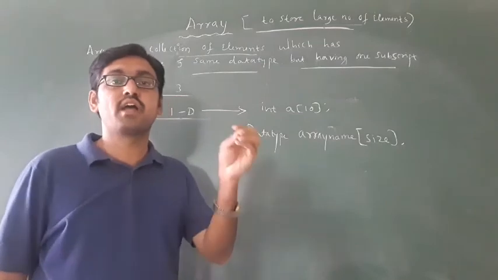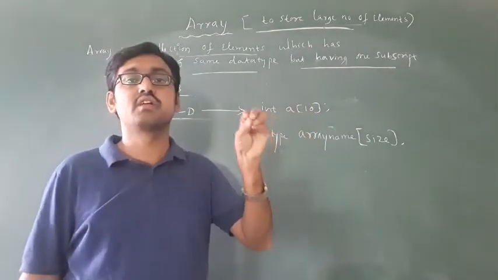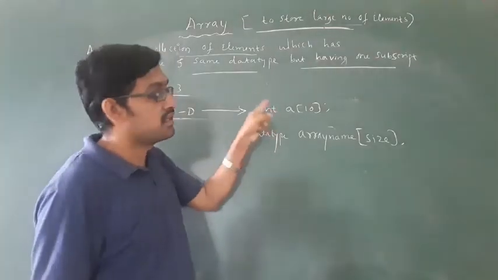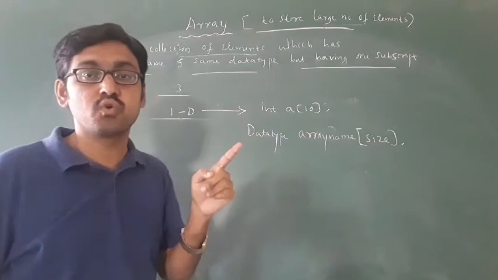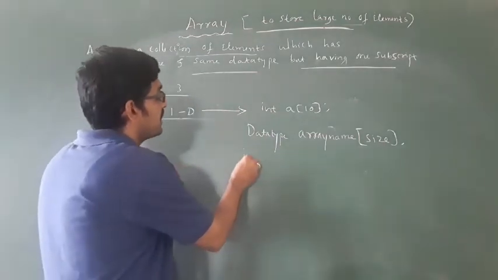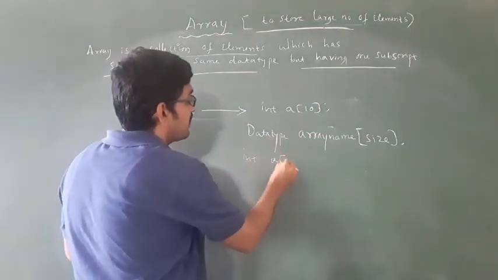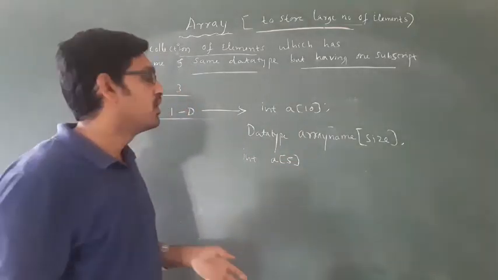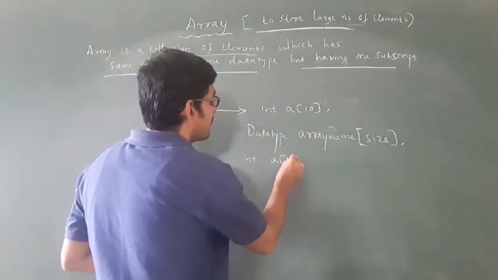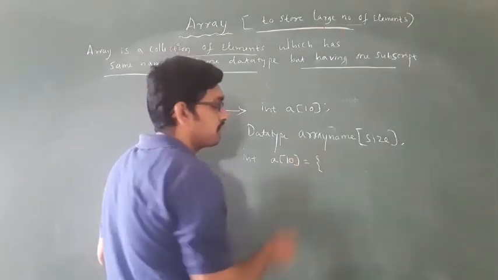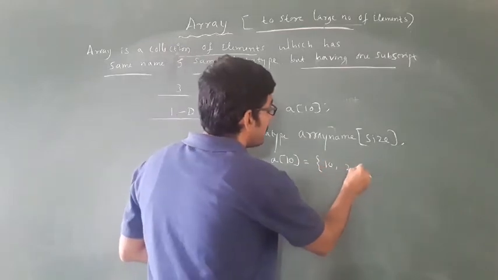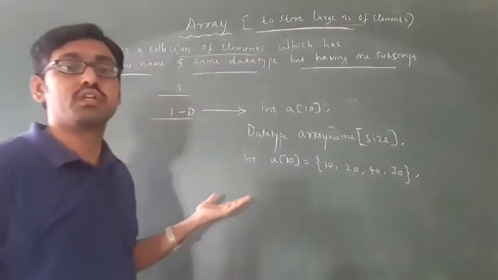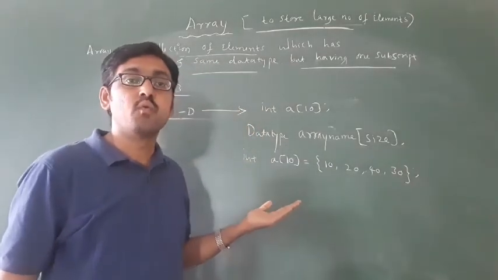Then how to initialize a 1D array? Initialization means giving the value. How to initialize 1D array? 1D array can be initialized by using equal to operator. See, for example, I am writing int a of 5. You can take any number. Okay, for example, I am taking a of 10 equal to brace, and for example you take 10 20 40 30. Like this you have to initialize the values in a 1D array.